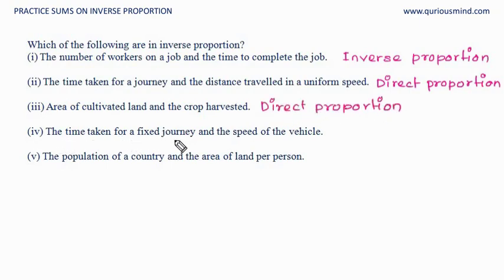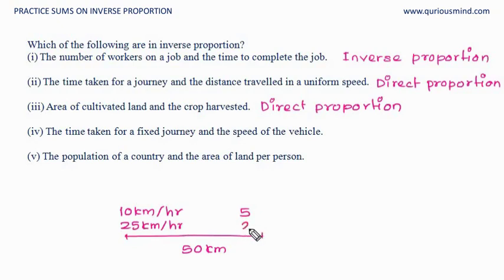The time taken for a fixed journey and the speed of the vehicle. Let's say I have a journey which is 50 kilometers. If I take a speed of 10 kilometers per hour, I am going to take 5 hours. But if I travel at 25 kilometers per hour, in 1 hour 25 kilometers, then in 2 hours I am going to reach. So if you see, the speed is increased, the time is reduced. So this is definitely inverse proportion.